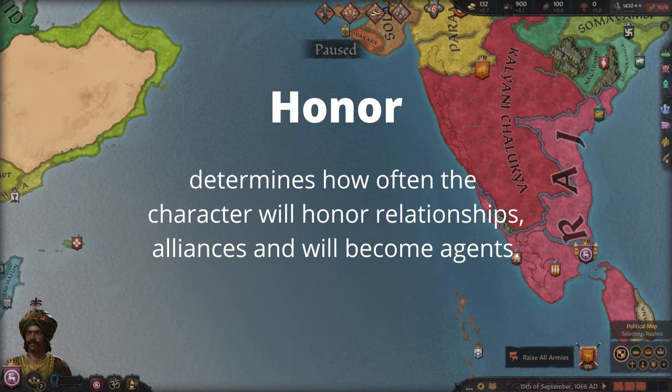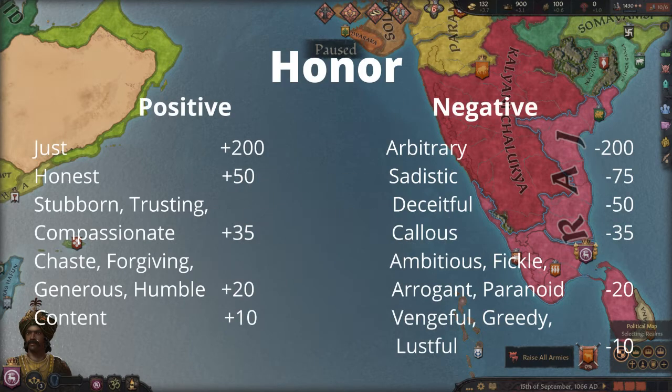On a vassal level, honor would be very important, because a vassal with honor will be less hesitant to try to kill you, try to overthrow you, or try to break an alliance or a relationship. They're going to be more honorable in following you as the ruler. And so you can see the positive traits here that would give somebody more honor, and the attributes that would give somebody less honor.